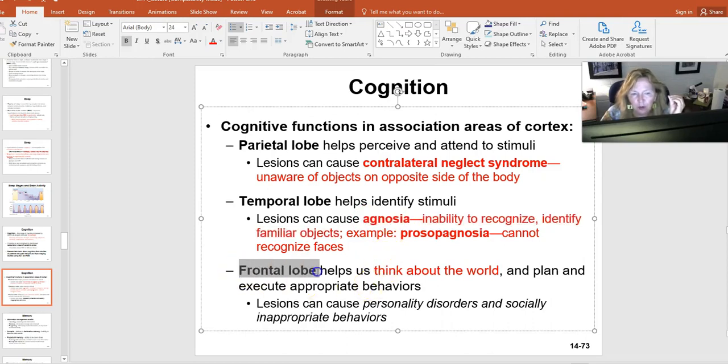And then the frontal lobe, whenever there is damage to the frontal lobe, whether it is due to dementia, some inherited forms of dementia, whether it is due to stroke, whatever it may be due to, then this is going to end up leading to personality disorders and sometimes socially inappropriate behaviors. So that is all related to frontal lobe problems.